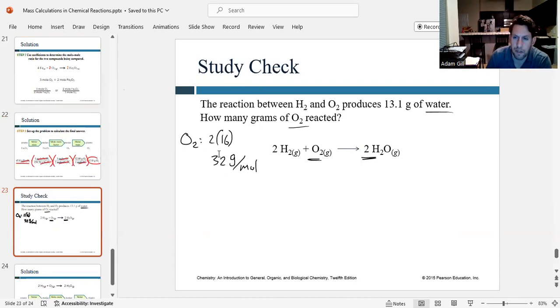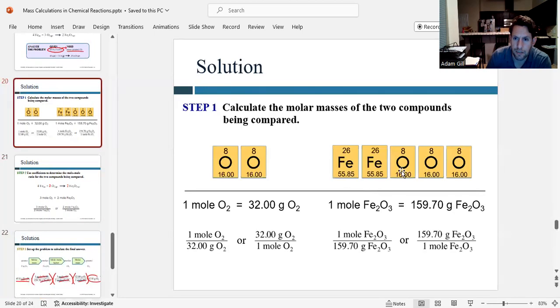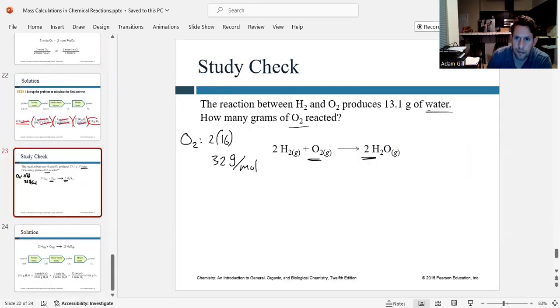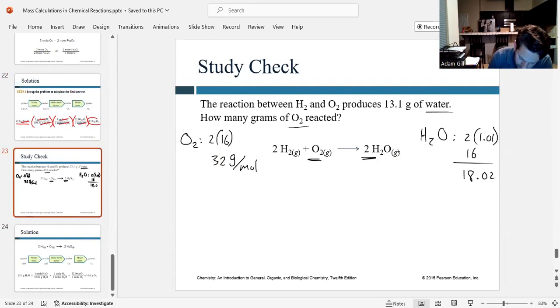We get this from the periodic table, right? Oxygen is 16. And water, H2O, hydrogen, there's 2, and it's 1.01, and oxygen is 16. We add those up, and I'm going to have 18.02 grams per mole. Once again, you get those values from the periodic table. And then our mole to mole ratio is a 2-to-1. So let's set everything up.